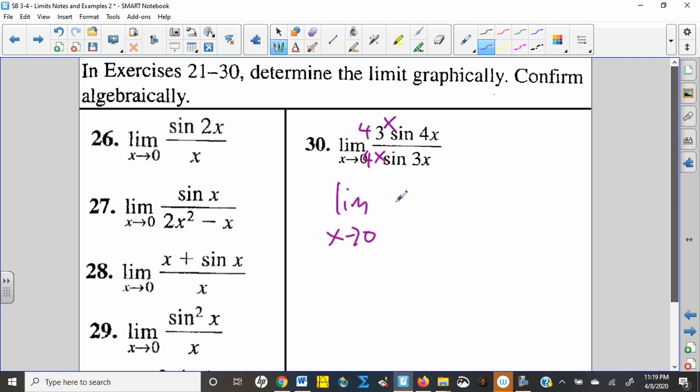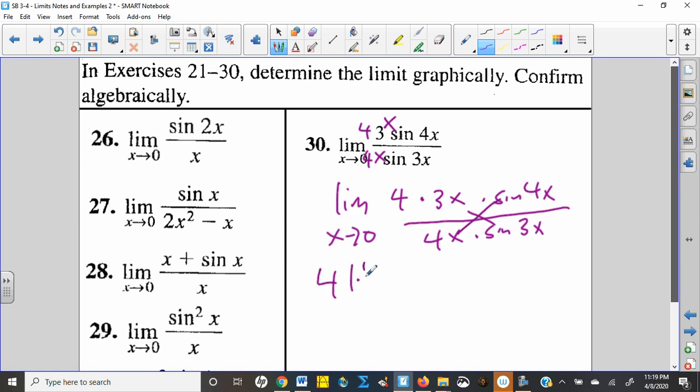So what I really am going to have here is 4 times 3x times sine of 4x over 4x times the sine of 3x. So now we can play favorites, right? We're going to hook these two up. We're going to hook these two up. This one's just going to float out front because he's a constant that doesn't fit with anything. Sine 4x over 4x is the orientation we're used to.